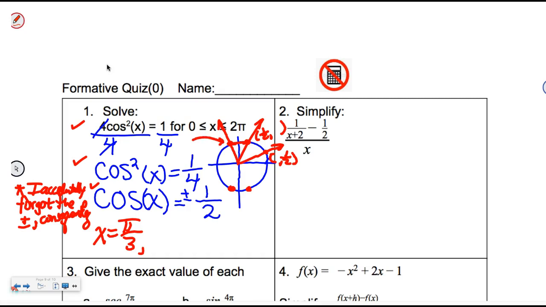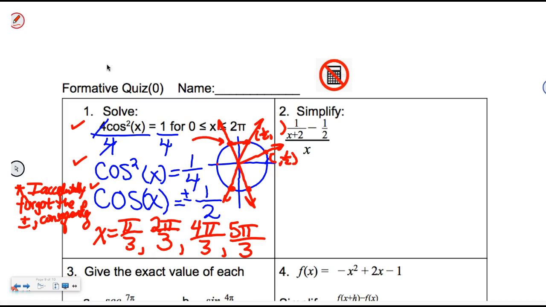Right here would be 2 pi over 3, right? Then we've got 3 pi over 3 and then 4 pi over 3. And then this last one over here is 5 pi over 3. All right, so those are the 4 answers. If you only have 2, you forgot the plus or minus.